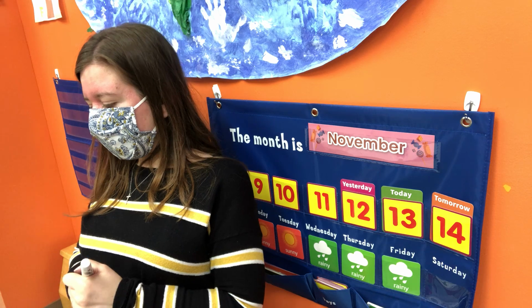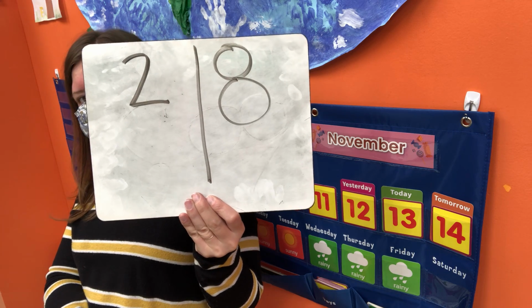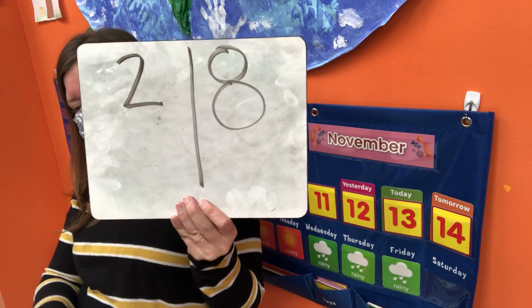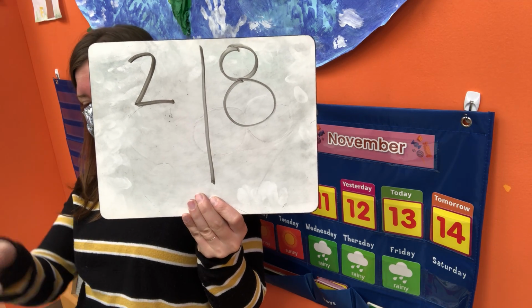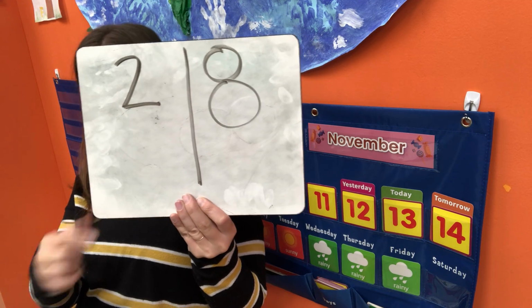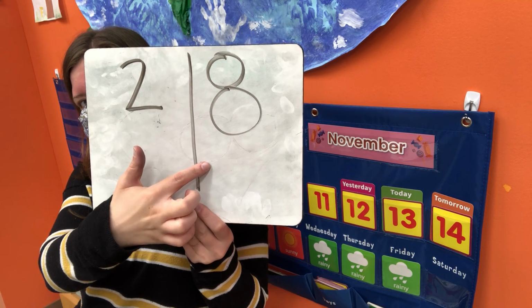Over here, let's see. So I have two numbers here. What number do I have? Two and an eight. So I have my two and my eight. What number is this? Two. And this is an? Eight. So raise a quiet hand. Which number is bigger? Eight. Eight is bigger, and that means two is? Smaller. Two is smaller, and eight is bigger.